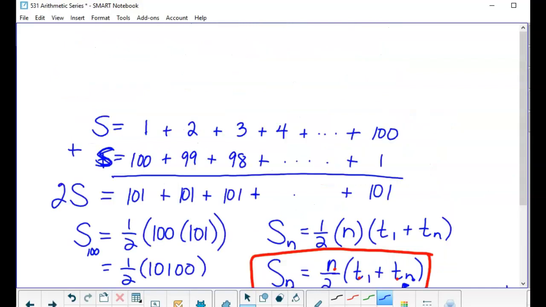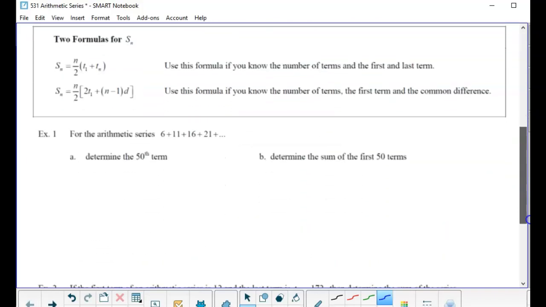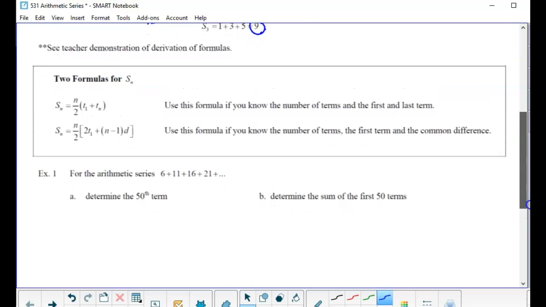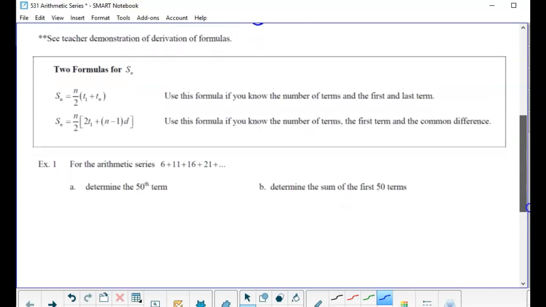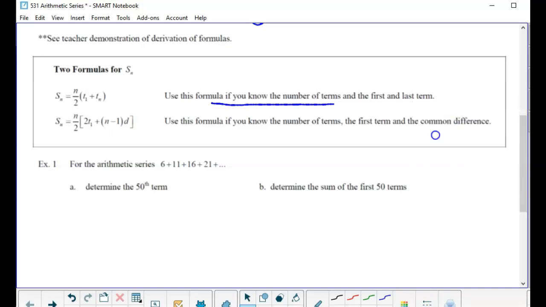All right, so let's go back to where we were. All right, so there we go. So it says use this formula if you know the number of terms and the first and last term. Use this formula if you know the number of terms, the first term, so those are the same, and you know the common difference here. So these are the difference between them.